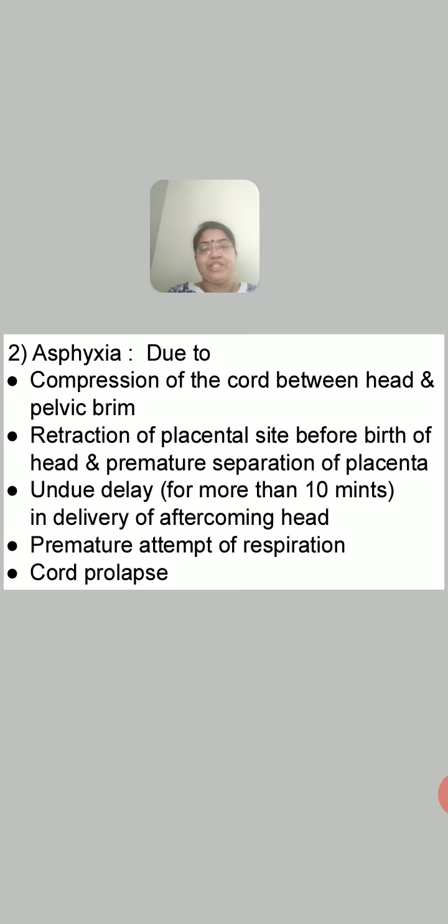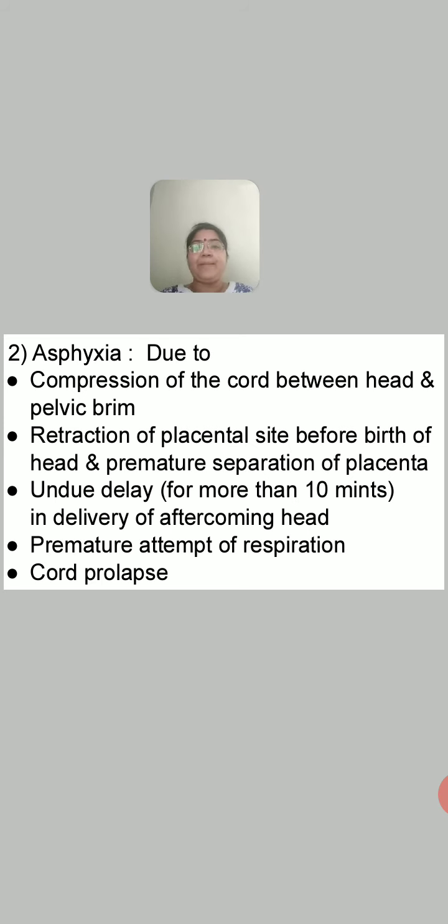Second is asphyxia. It may be due to various causes. The first one is compression of the cord between the head and the pelvic brim. When the umbilical cord is compressed between the head and the pelvic brim, there may be damage to fetal circulation, or you can say the oxygen supply to the fetus may be affected, which will lead to asphyxia.